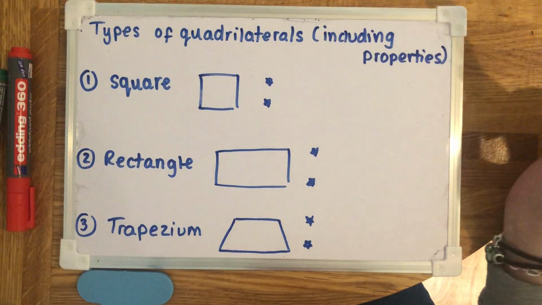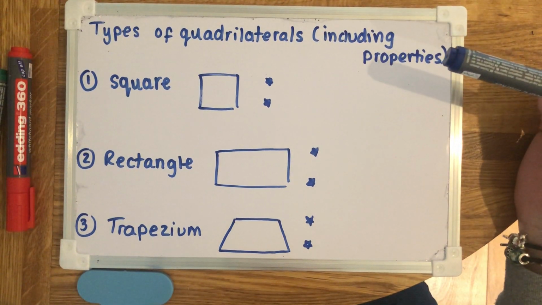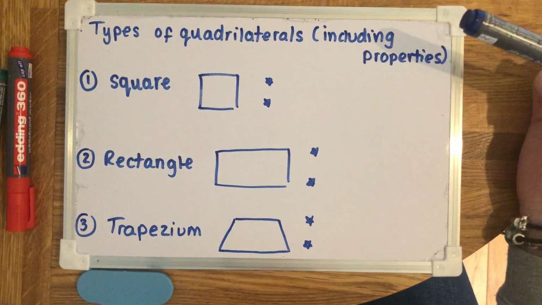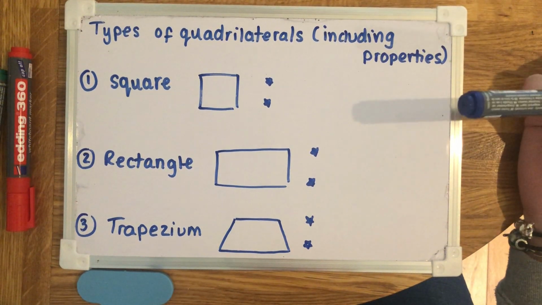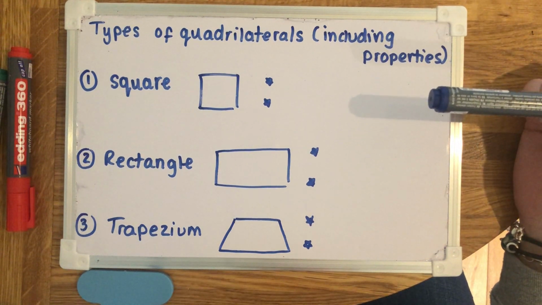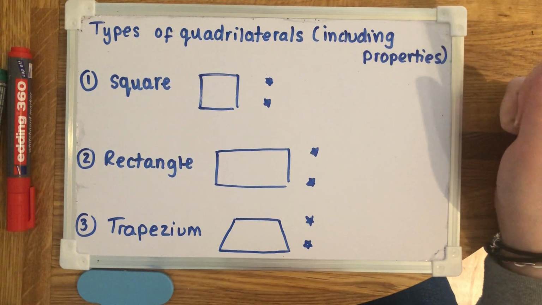So a quadrilateral is a shape that is connected with straight sides and it has four sides. Okay, so for example, a triangle wouldn't be a quadrilateral because it's only got three sides. So it's really important all these shapes have to have four sides, otherwise it won't be a quadrilateral.